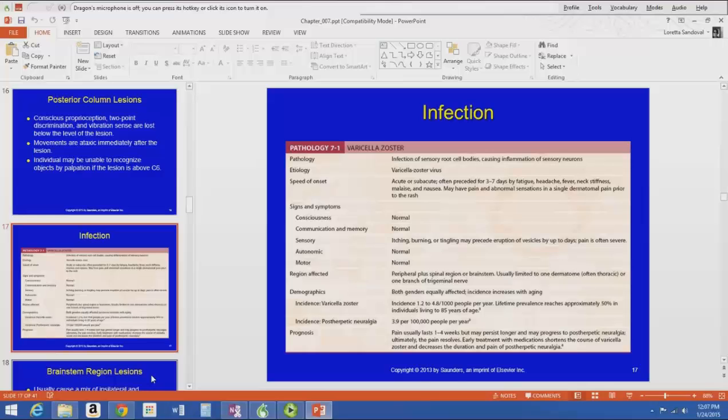It stays latent in our sensory nerves until, for some reason, we don't really know why, it is reawakened, and then people have shingles, and they can have that itching or burning or tingling. They might have the skin eruption, where the redness and vesicles have the serous fluid erupting on the skin. Pain can be really severe, and it's usually limited to one dermatome. It's often in the thoracic area.